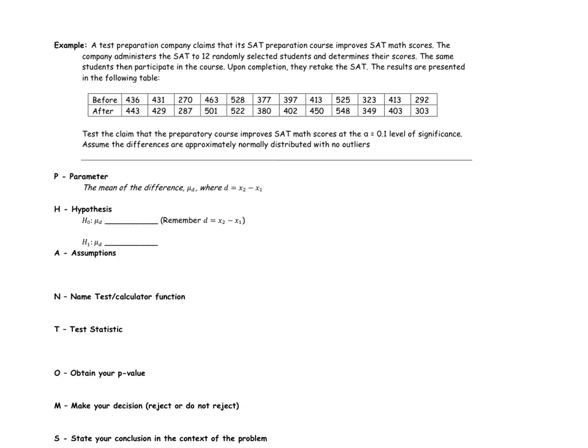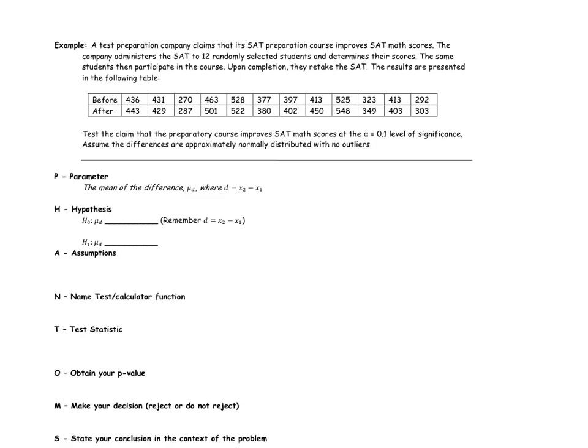All right, so this is matched pairs data because the students are paired against themselves before the class and after the class. So this represents like Kathy's score before the class and Kathy's score after the class. So Kathy is being matched against herself. And to get any meaningful results, we would look at the difference, right? See if there's any increase in the scores after the course. Maybe it wasn't a good course, and maybe the scores were approximately the same. Who knows? But we have to test that claim. So we're going to test the claim that the prep course improves math scores at the alpha equals 0.1 level of significance. Assume the differences are approximately normally distributed with no outliers.